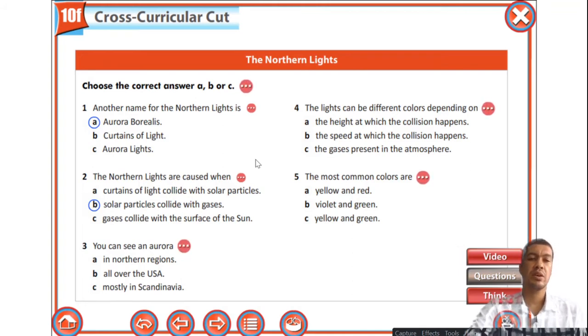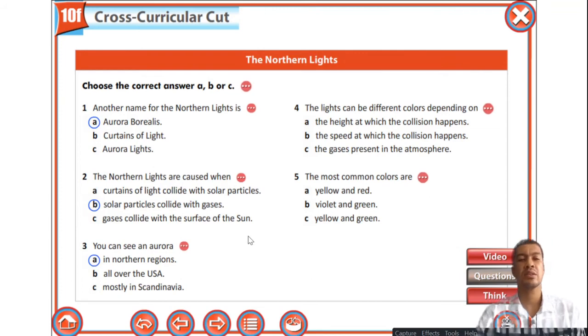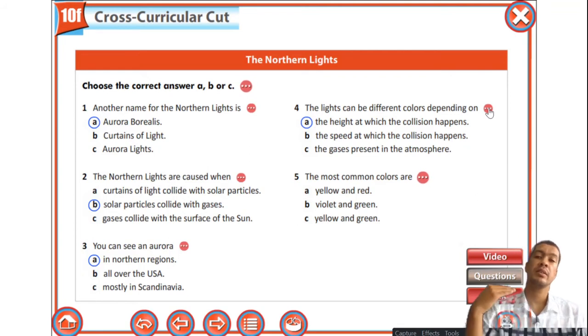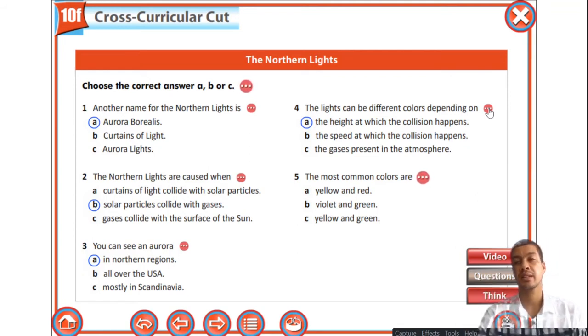You can see an aurora where? In the northern regions, not all over the USA and mostly in Scandinavia. Remember what I talked about when I said that we can notice all of these fantastic lights and phenomena because there's no pollution and nothing blocking our view. Number four, the Northern Lights can be different colors depending on what? Depending on the height at which the collision happens. So at different heights, you'll experience different colors.